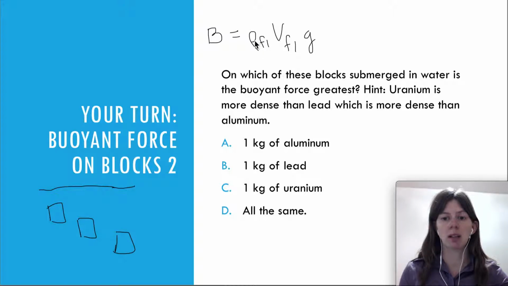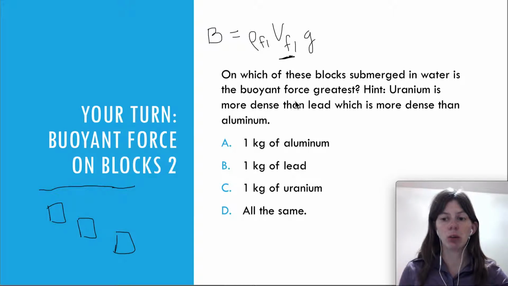fluid is the density of the liquid, V fluid is the volume of the liquid that is displaced by the object, so how much liquid is pushed out of the way by the object being there, and then g, the acceleration due to gravity. So we said that the amount of buoyant force on an object is really going to be affected by the size of that object. The bigger the object, the more buoyant force.